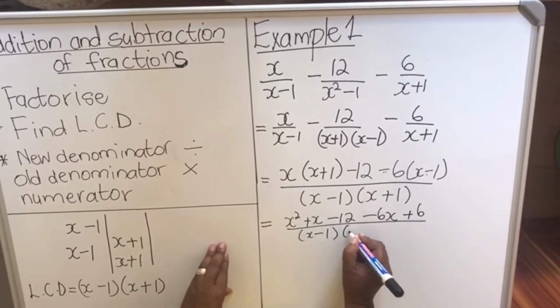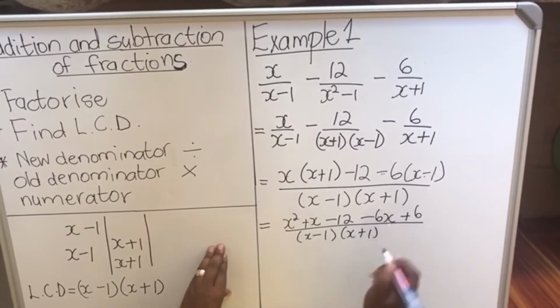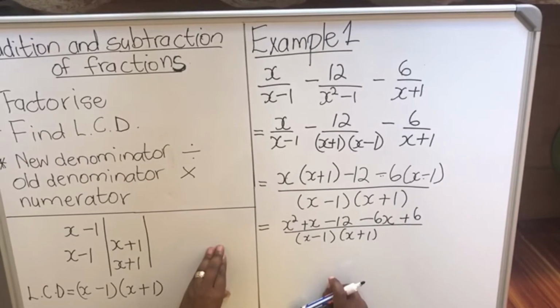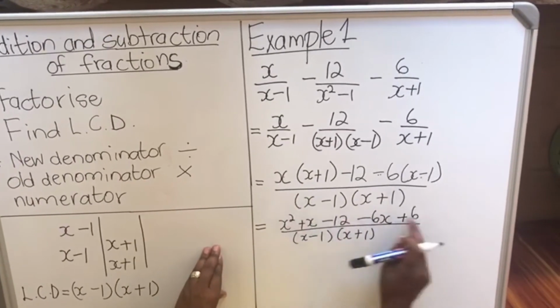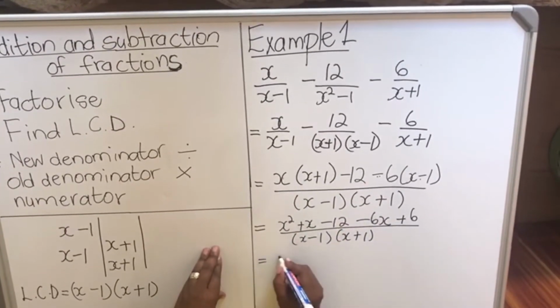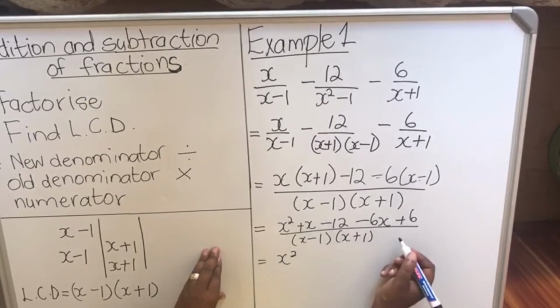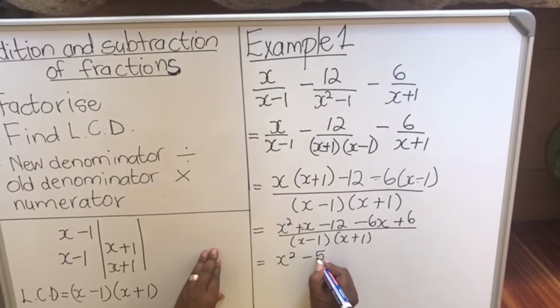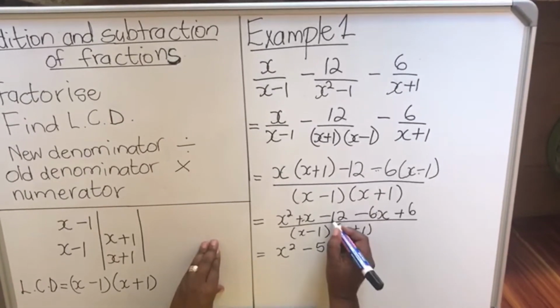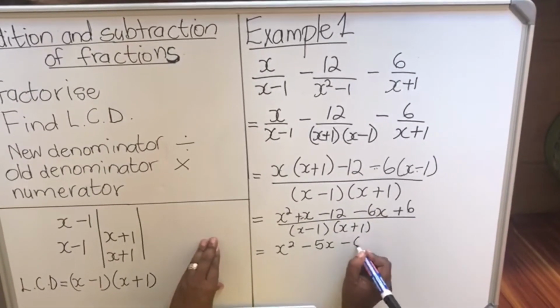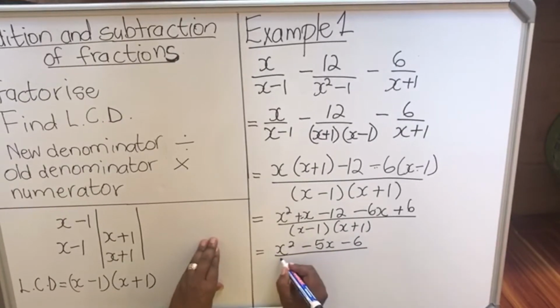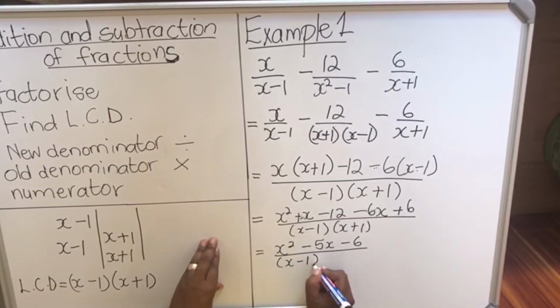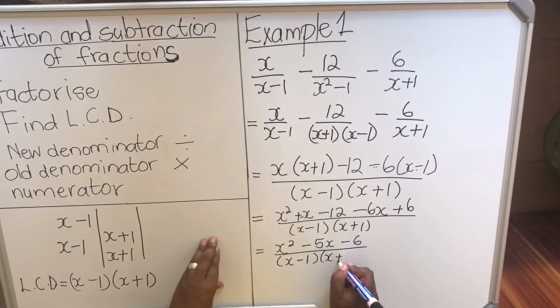I'm not going to solve this part. I'm going to leave it like that. And then find common factors. I only have x squared. I don't have anything else. Then that and that will give me minus 5x. And then 12 and 6 will give me minus 6. Divided by x minus 1, x plus 1.